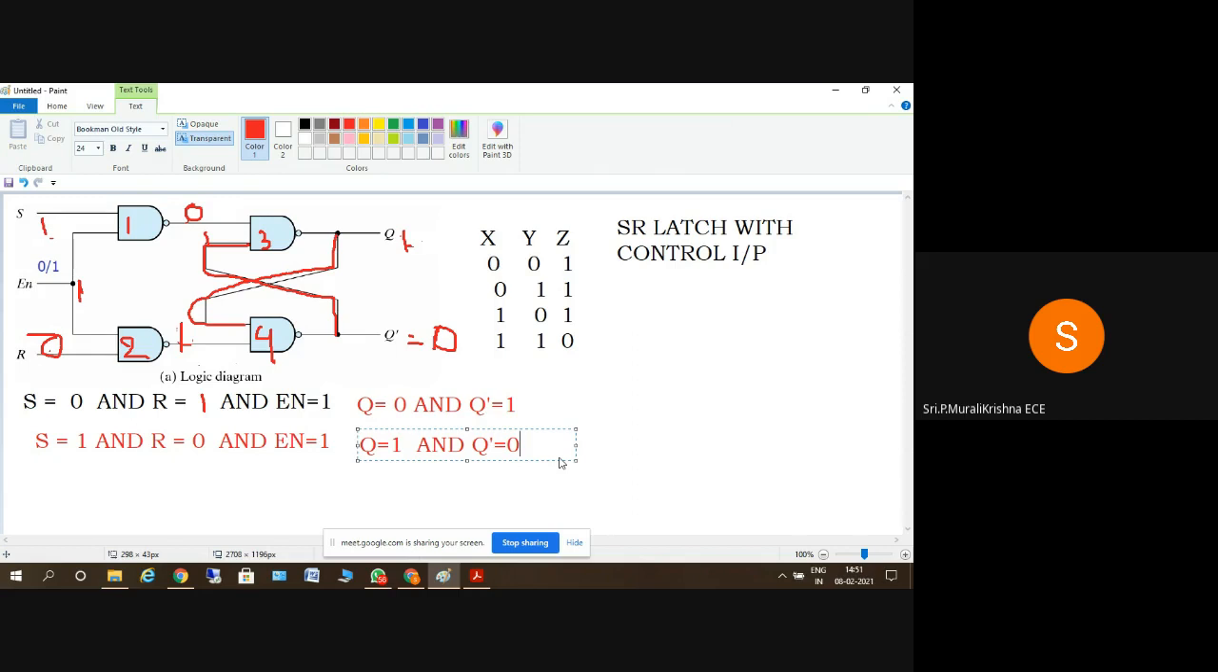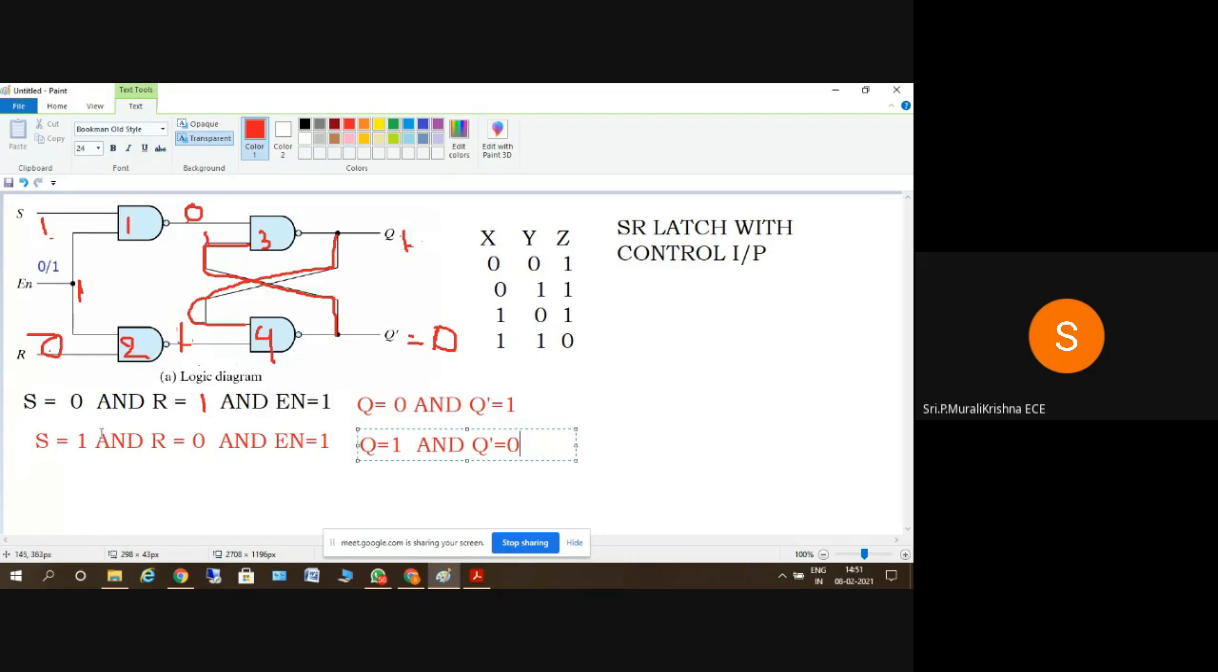So we got the opposite output. When S is equal to 0 and R is equal to 1, what happened there? Q will be equal to 1 and Q bar is equal to 0 earlier, in the case of the last topic. So when we use two NAND gates, we got the output of Q is equal to 1 and Q bar is equal to 0.